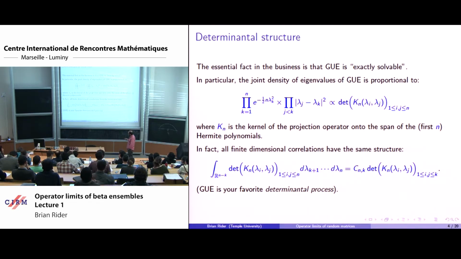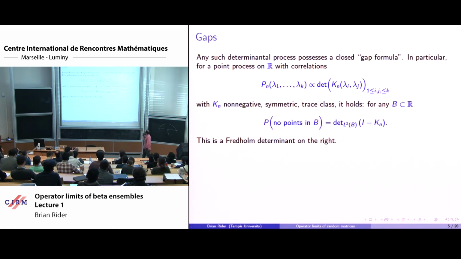So if you take this as your full density, again up to some constant, and you want to integrate out all but the first k coordinates, then you get a new constant times the same sort of object. And this is what we really mean by a determinantal process. All finite dimensional marginals or correlations are given by the determinant of the same sort of object. Right? So you have all the finite dimensional distributions in your hands. Okay. But then, there's more.